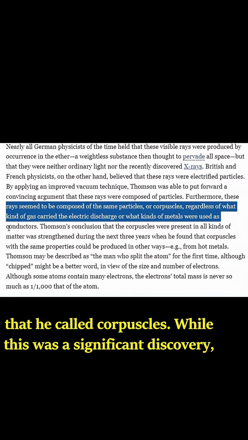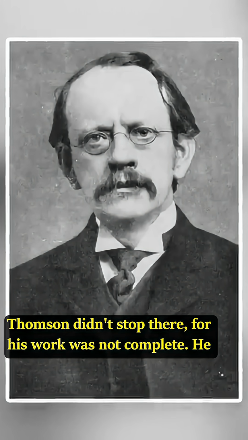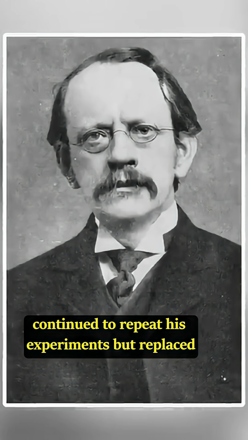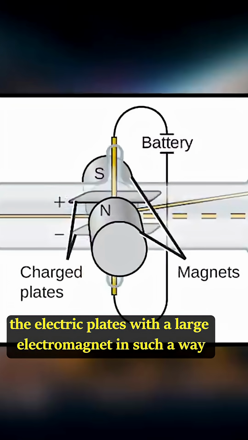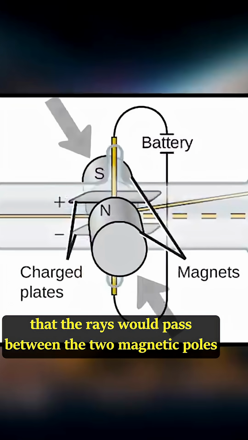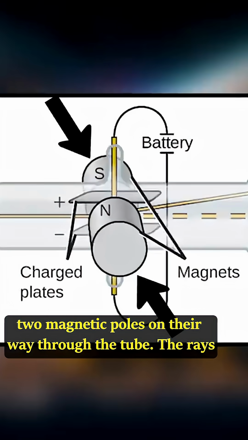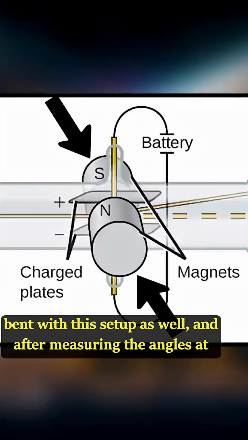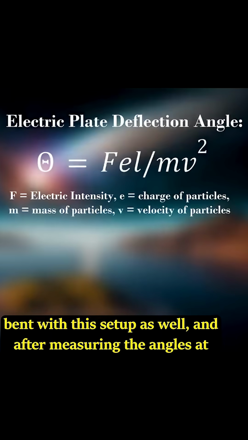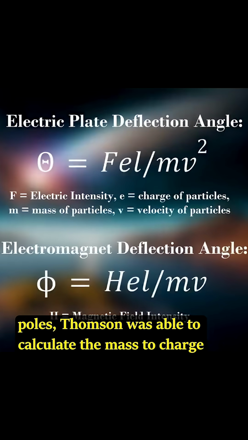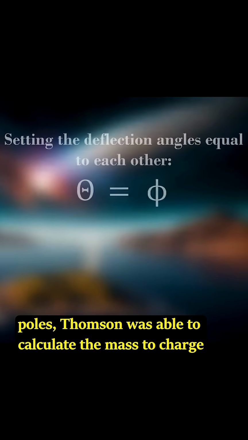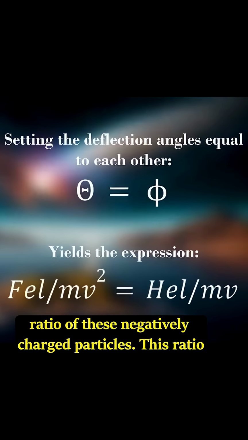While this was a significant discovery, Thomson didn't stop there, for his work was not complete. He continued to repeat his experiments, but replaced the electric plates with a large electromagnet in such a way that the rays would pass between the two magnetic poles on their way through the tube. The rays bent with this setup as well, and after measuring the angles at which they bent from both electric plates and magnetic poles, Thomson was able to calculate the mass-to-charge ratio of these negatively charged particles.